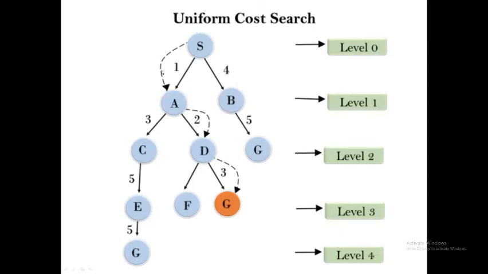So S will travel to A, then to D, and D will travel to G. If we were going this side, S to B and B to G, then the path cost is 5 plus 4, 9. But when we travel this way, 1 plus 2 is 3, 3 plus 3 is 6. So 6 is the shortest path and 9 is a longer path, and this other one will also be a longer path. So for this diagram we have found the shortest path with the minimum cost.